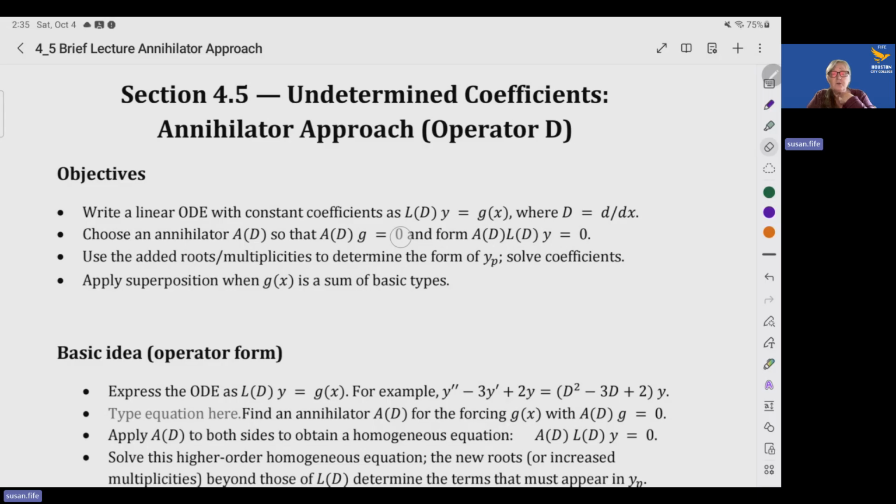It's called an annihilator function because it's going to take whatever function you have and apply an operation in terms of derivatives so that you end up with 0. It's going to annihilate that function g. And then we're going to form this annihilator function times a linear function, which gives us 0. We're going to use added root multiplicities to determine the form of y sub p. And then once we have the form of y sub p, we're going to solve the same way that we did in 4.4. We're going to solve for the coefficients. And we apply superposition when g of x is the sum of basic types.